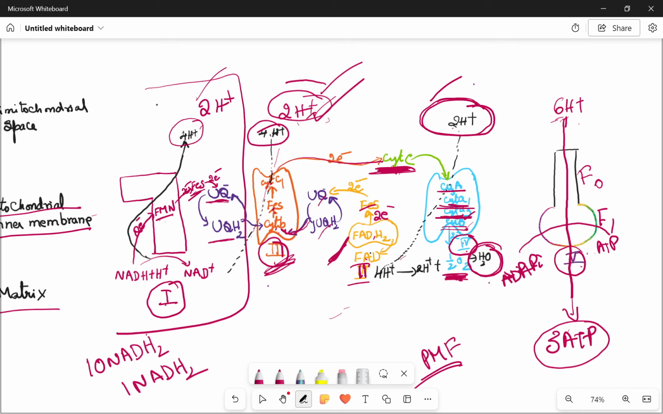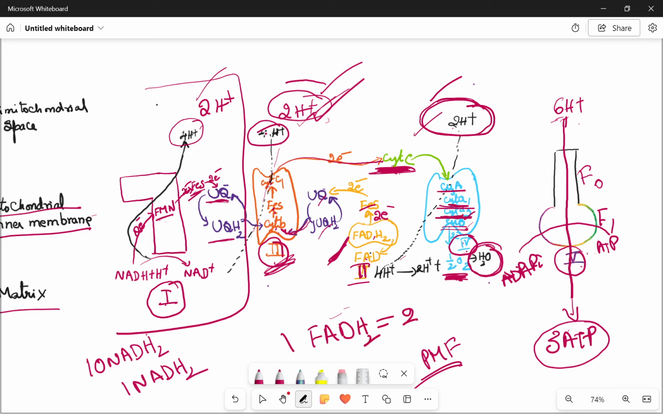So, here how many protons are there in the perimitochondrial space? Here 2 protons, here 2 protons, 4 protons. Those 4 protons move through F0, F1 and it forms how many ATP? For 2 protons, 1 ATP we know. So, for 4 protons, 2 ATP.